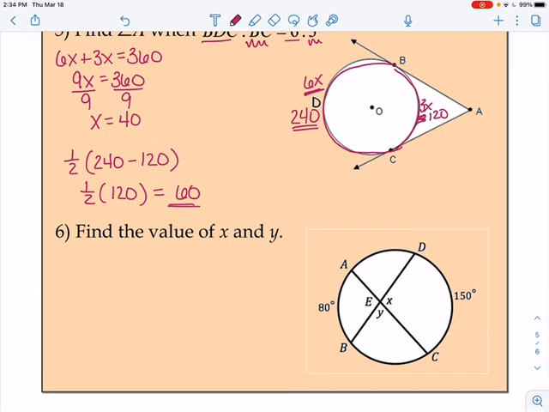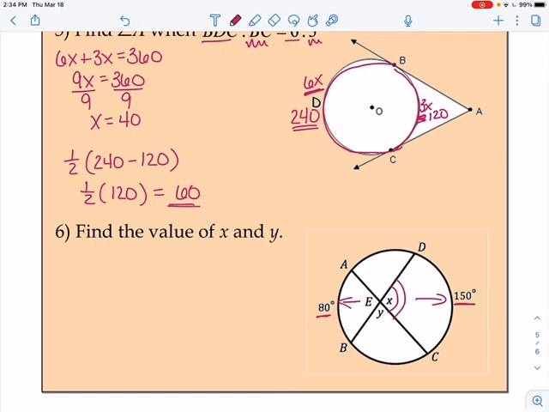Okay, for number 6, we want to find the value of x and y. And again, right now, I only have 2 arcs here. Arc AB is 80 and arc DC is 150. So it looks like the first thing that I have to find is going to be the measure of angle X. Again, that's because those arcs are directly opposite that X.